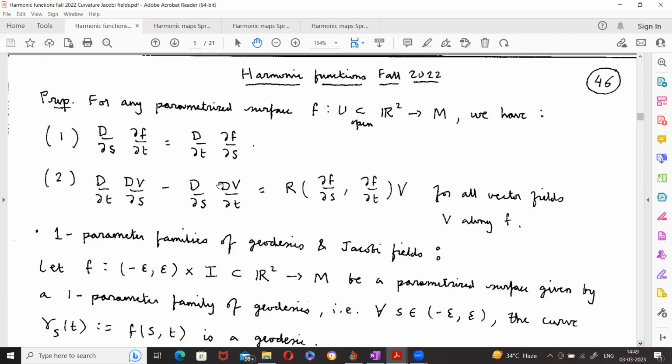Is it clear? And then you have to calculate and show that these expressions are equal, okay? So there's some calculation. Parametrized surface is locally an embedding, right? No. It may not be locally an embedding.